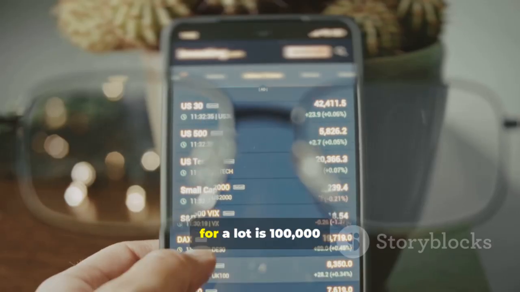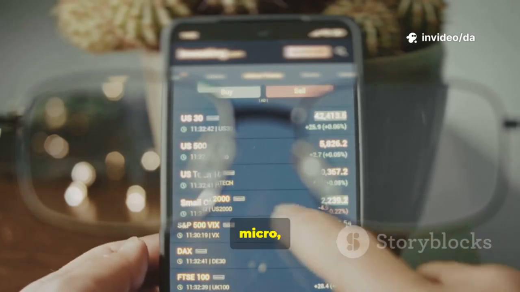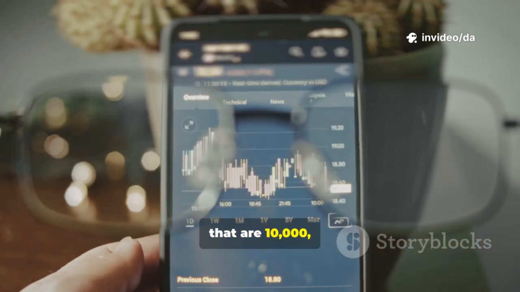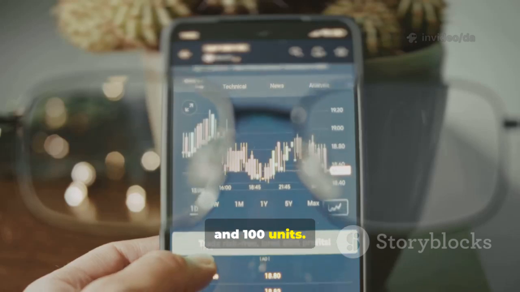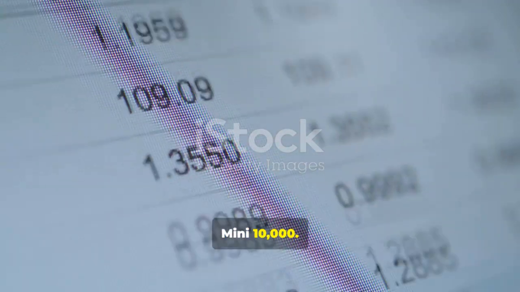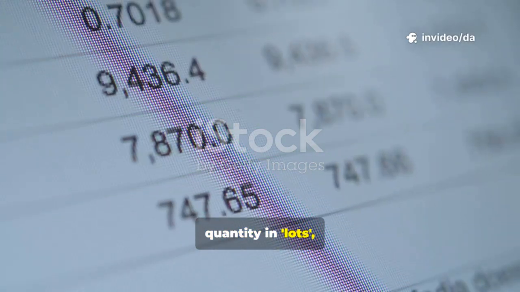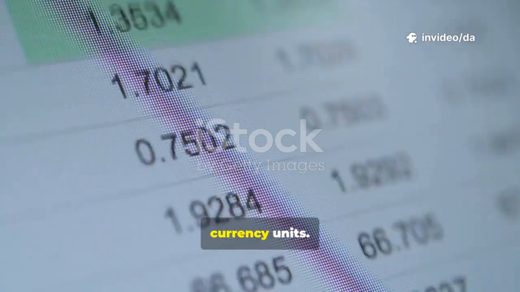The standard size for a lot is 100,000 units of currency, and now there are also mini, micro, and nano lot sizes that are 10,000, 1,000, and 100 units. Lot sizes, number of units: standard 100,000, mini 10,000, micro 1,000, nano 100. Some brokers show quantity in lots, while other brokers show the actual currency units.